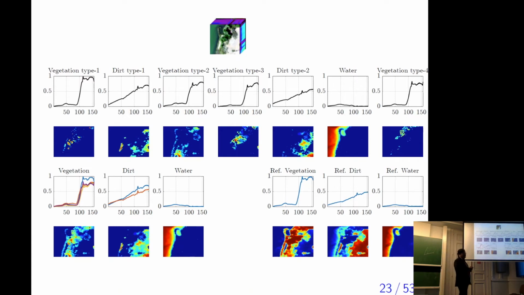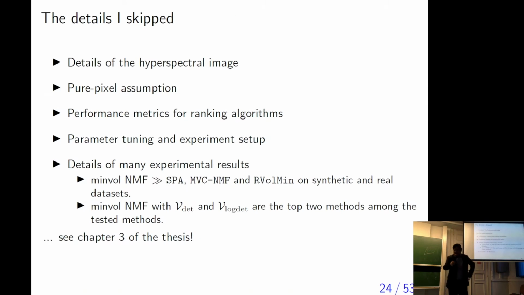And this actually handles something called spectral variability. Basically, it means that there are different kinds of tree, different kinds of water, different kinds of dirt. There's not just one type of water. So this is to illustrate that mean volume NMF is useful to solve this problem. And then these are the details. I skipped it. For example, I didn't talk about how I ran the experiment, what the setup is, how to tune the parameters, but they are not so interesting.